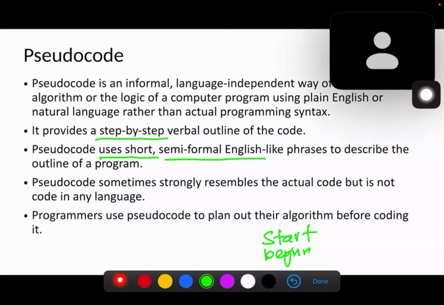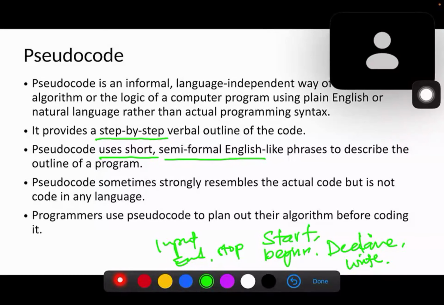Or we can write declare. Or we can write write. Or we can write input. Or we can use the word end, stop. These kinds of words are what we use in pseudocode. They are short. They are English-like statements. They tell you exactly what we want to do without having to write a whole paragraph.